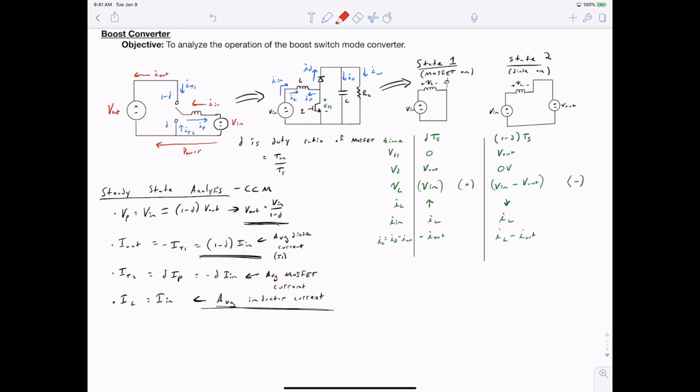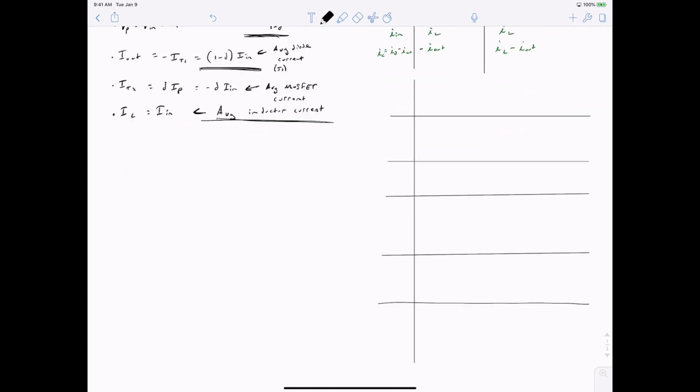Next, let's sketch the transient waveforms for this converter. We'll start by sketching the sawtooth carrier that we've been previously considering. And as you recall, the sawtooth carrier is actually what we use to determine the instantaneous value of our switch, whether our switch is on or whether our switch is off. And as we've discussed previously, our carrier has the same fundamental frequency as our switching frequency.